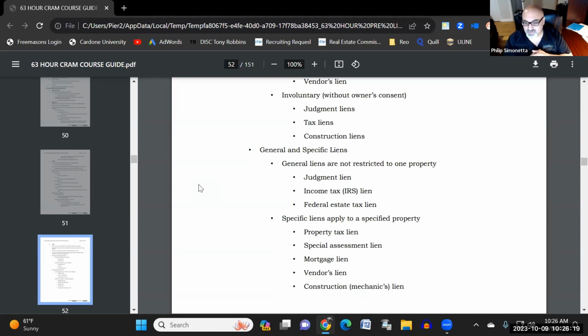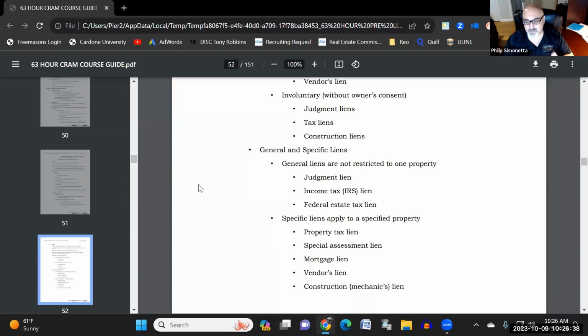Specific liens apply to a specified property. So if you don't pay your property tax on one property, they can only put a lien on that property. They can't attach other properties. A special assessment lien can only be on that property. That's like paving the roads. Remember how we did that, the math problem dividing?